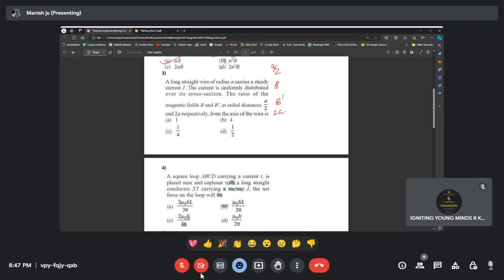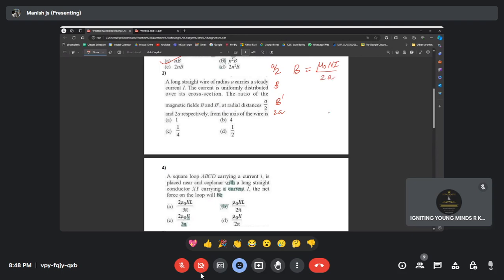What is the formula for the magnetic field that you have used for a straight wire of radius A that is carrying current? B equals mu naught N I by 2A, sir. Is it NA or NI? NI by 2A, sir. Yes, NI upon 2A.